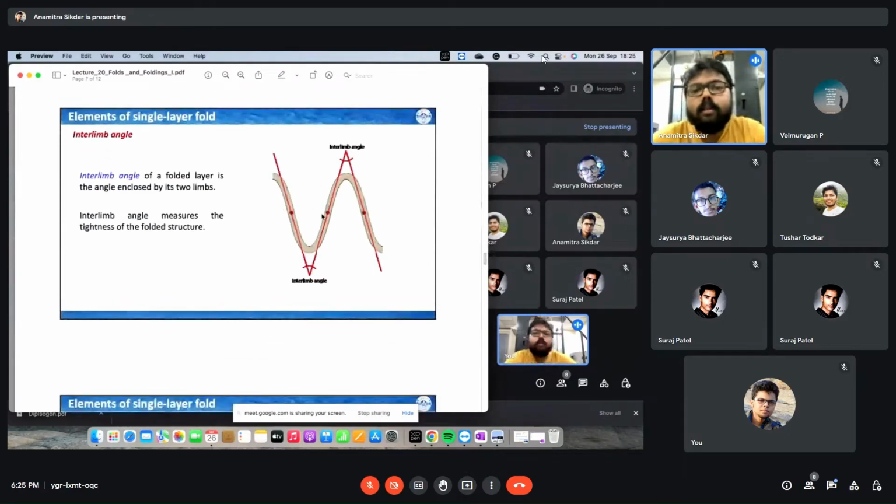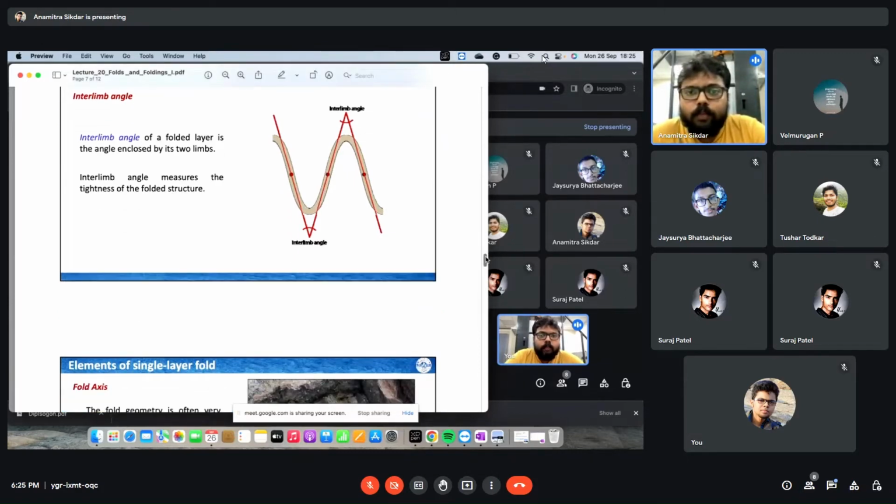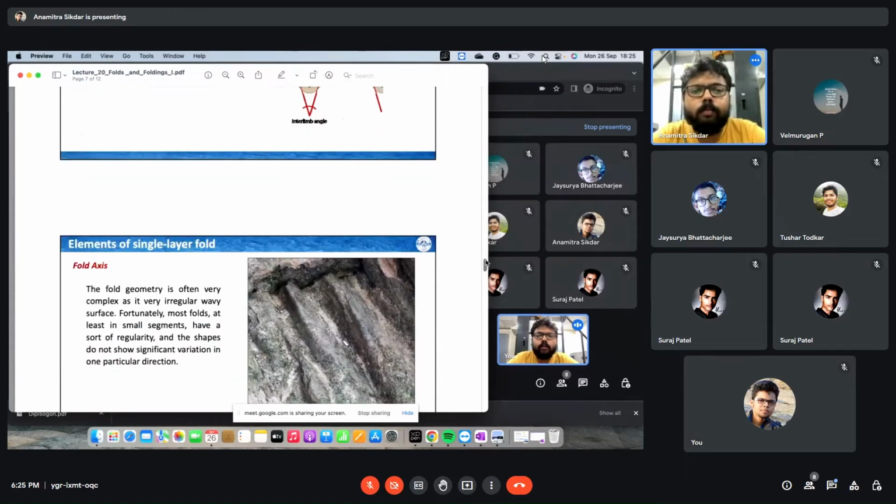Yeah, so this is called the interlimb angle. From the inflection point you try to form two tangents, right? There will be parts of the limb which are more or less straight. So you just connect them, extend them, and somewhere here you measure this angle, right? This is how we make the interlimb angle. There is a purpose for measuring this angle: to get the tightness of the fold. If the interlimb angle is very high, then we call it an open fold, and if it's very low, then we call it an isoclinal fold, a closed fold.